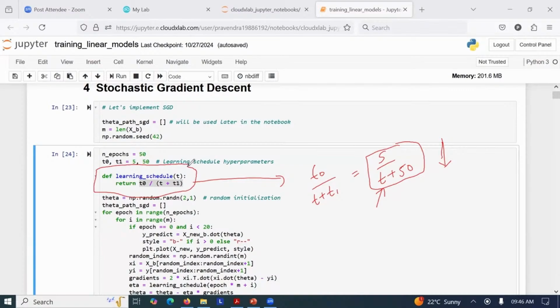But you can define any scheduler, right? Scheduler means for different values of t, we will get different values of the learning rate, right? Okay.